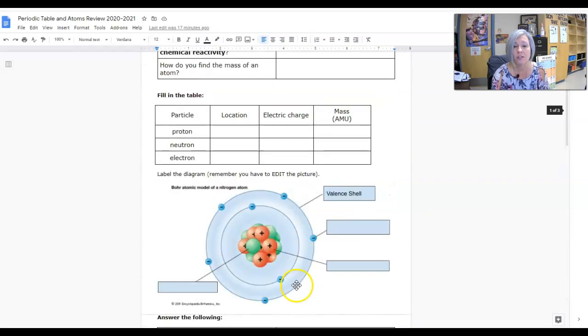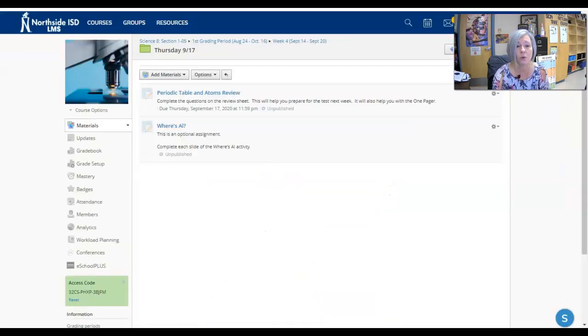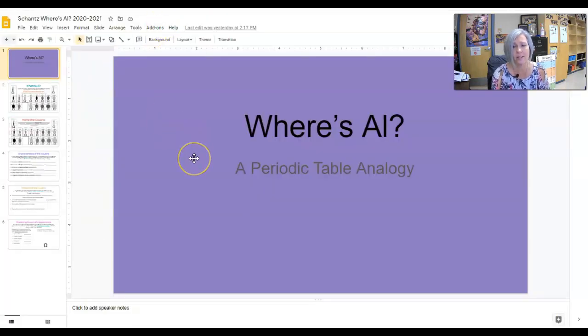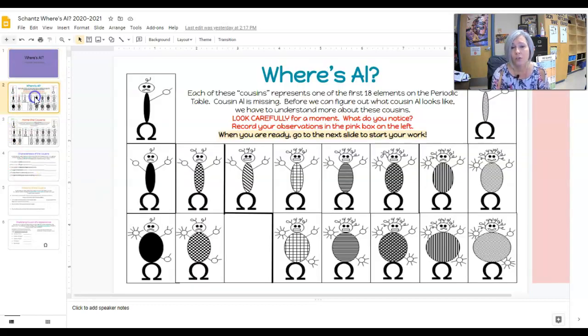Now, when you finish this, there is another assignment in the drive, and it says, Where's Al? Now, you notice it says this is an optional assignment. So if we look at it, Where's Al is an abstract way to look at the periodic table, and it can be kind of confusing. So if we look at the diagram, each of these little characters represents an element on the periodic table. Their features also represent parts of the periodic table.